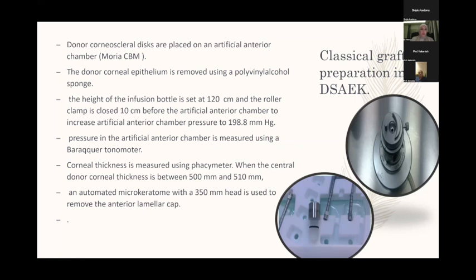So I'm going to go over this quickly. Usually a donor corneoscleral disc is placed on an artificial anterior chamber, and the donor corneal epithelium is removed using a PVA sponge. The height of the infusion bottle is set at 120 cm, and the roller clamp is closed 10 cm before the artificial anterior chamber to increase the chamber pressure to around 200 millimeters of mercury. Pressure in the AC is also measured using a Barraquer tonometer. The corneal thickness is measured with a pachymeter, and usually when the central donor corneal thickness is between 500 and 510, an automated microkeratome, usually a 350 micron head, is used to remove the anterior lamellar cap. And this is the way it is used in eye banks to prepare a pre-cut corneal button.